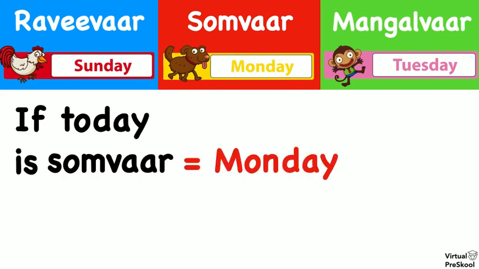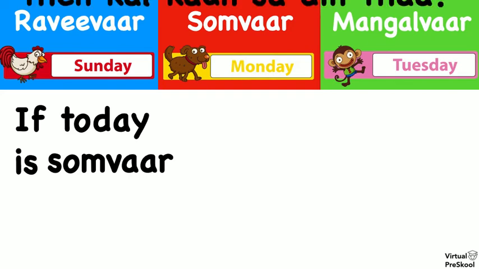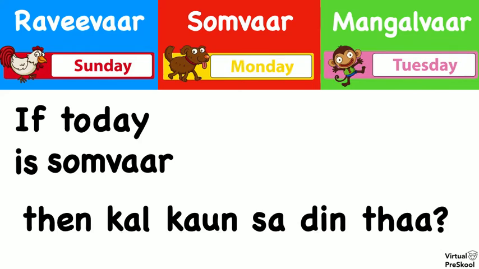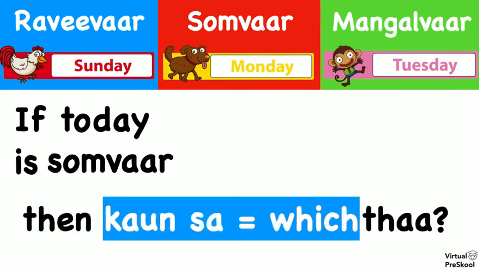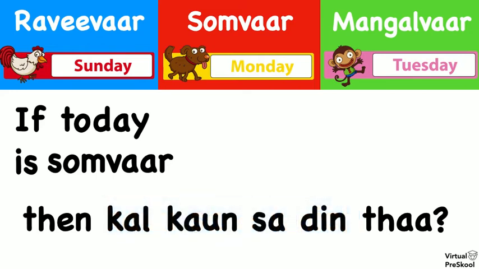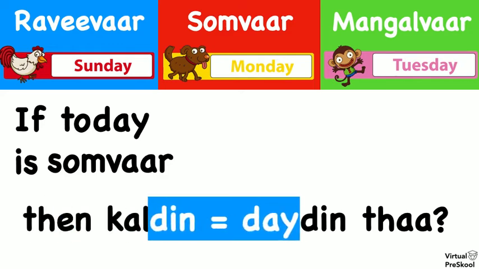Somvar is Monday. So the question is, if today is Monday, then kal kaun sa din tha? And what does kaun sa mean? Kaun sa means which. Okay, so we figured out the next part of our question. If today is Monday, then kal, which din tha? What does din mean? We just learned it today. Din means day. Okay, so the question is, if today is Monday, then kal, which day tha?